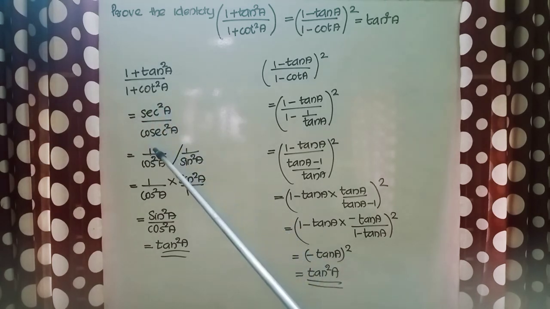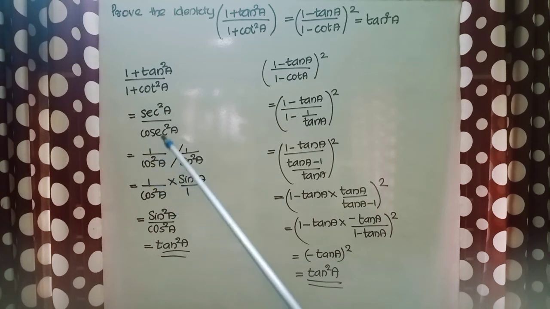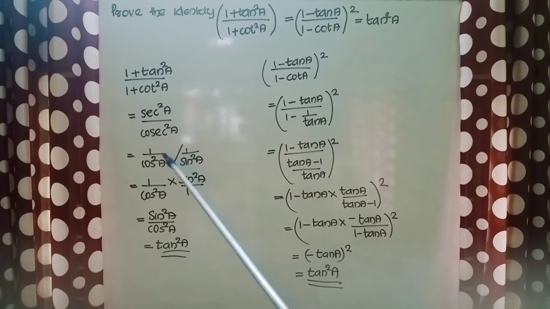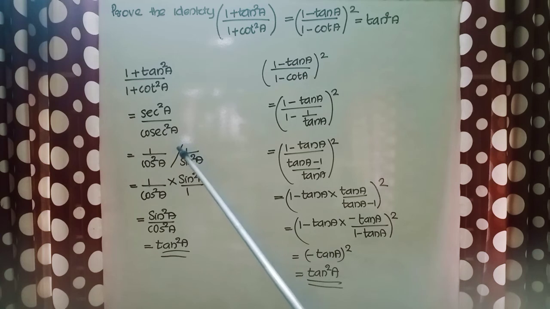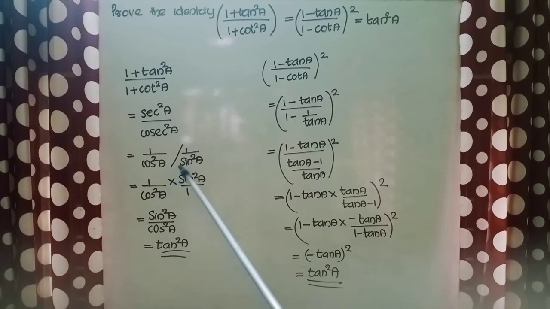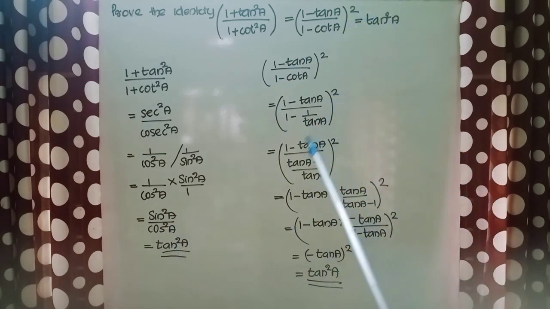Sec square A we can write as 1 by cos square A. Cosec square A we can write as 1 by sin square A. So we get that is equal to 1 by cos square A divided by 1 by sin square A. Then multiply with the reciprocal of the denominator. We get that is equal to 1 by cos square A into sin square A by 1. That is equal to sin square A by cos square A. That is equal to tan square A. We have got the answer.